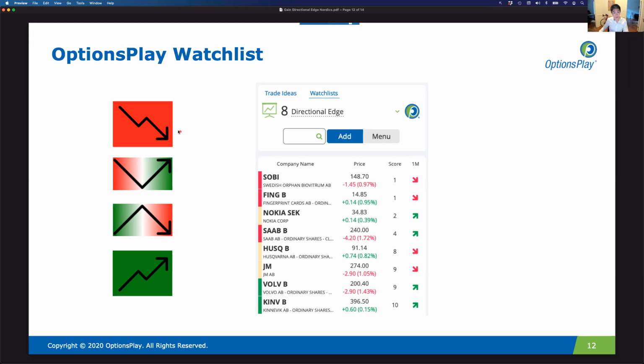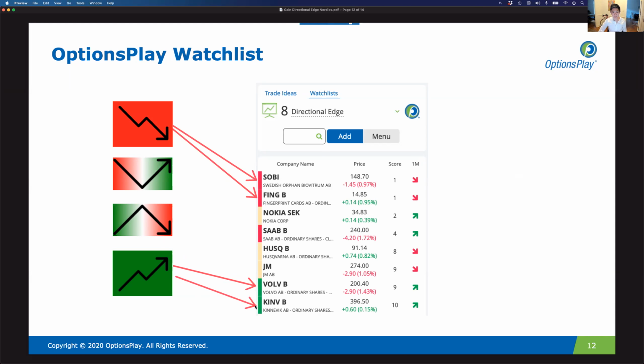So when I'm looking for strong bearish stocks, this is stocks like Swedish Orphan, Fingerprint. These are stocks with low scores. And as you can see, they're red across the board. So without having to pull up a chart, without having to do any research on the stock, I already know out of these 8 stocks in this watch list, these 2 stocks, if I'm looking for bearish opportunities, are probably where I would start my research, because these are stocks that are underperforming the broader markets and they're currently trending to the downside.